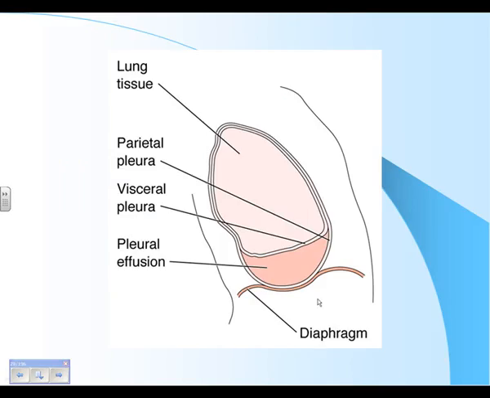This is a picture of a pleural effusion. Pleural effusion is the fluid that has collected. You see here, this pink area is the fluid. The lighter pink area, the larger area, is the lung. You see that? See how that fluid has collected there?